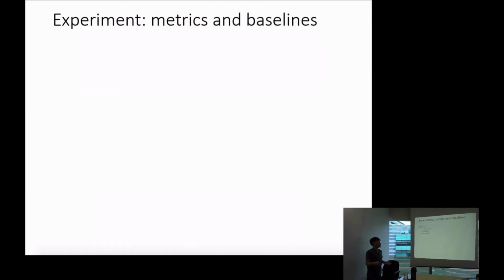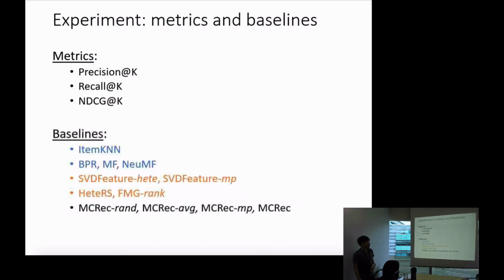For metrics and baselines. For metrics, they use 3 ranking metrics to measure the performance of the recommendations: precision at K, recall at K, and NDCG at K. Baselines, they have different sets of baselines. The first 2, the blue ones, are models purely based on collaborative filtering. The first one is K nearest neighbor based on items. The second is based on matrix factorization. The orange ones are based not only on implicit feedback but also on the graph, basically information from the HIN. These are the state of the art, and Truong is going to present them later.